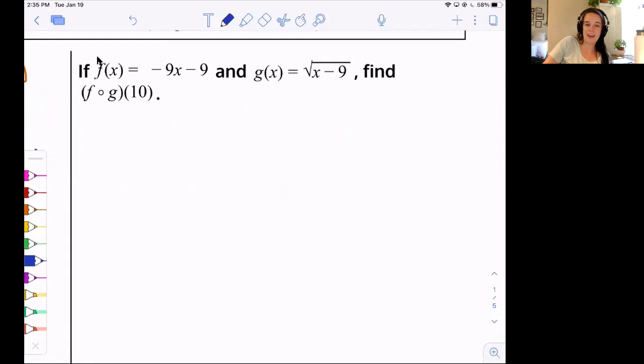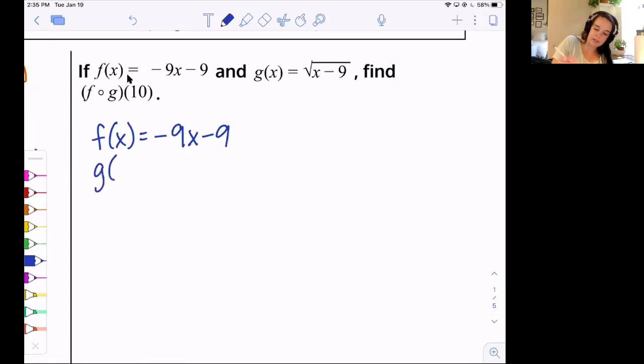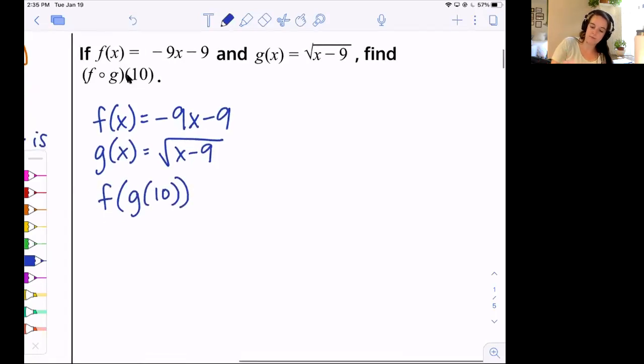So we have our f of x. If you're writing this down with me, we've got f of x equals -9x minus 9. We've got g of x equals square root of x minus 9. And we've got f of g of 10. So we have our important pieces. We have f, we have g, we have f of g of 10.